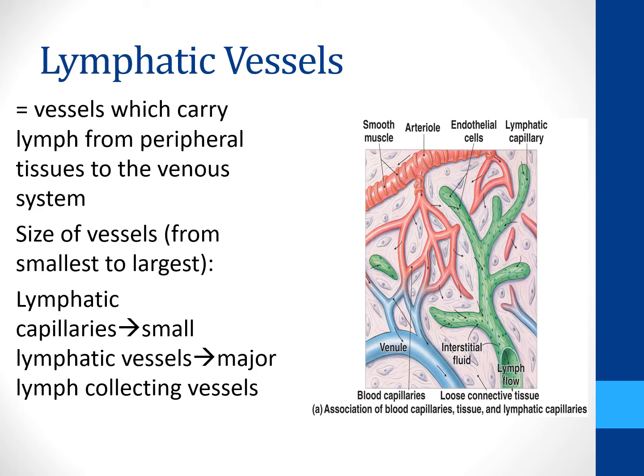Our lymphatic vessels are bringing lymph, draining out interstitial fluid, and then bringing the lymph back to our systemic circulation. So we start with lymphatic capillaries, and then those drain into small lymphatic vessels, which would be like venules, and then into major lymph collecting vessels, which would be more like veins, and then those veins drain into ducts. They're not veins, the major lymph collecting vessels drain into lymphatic ducts.